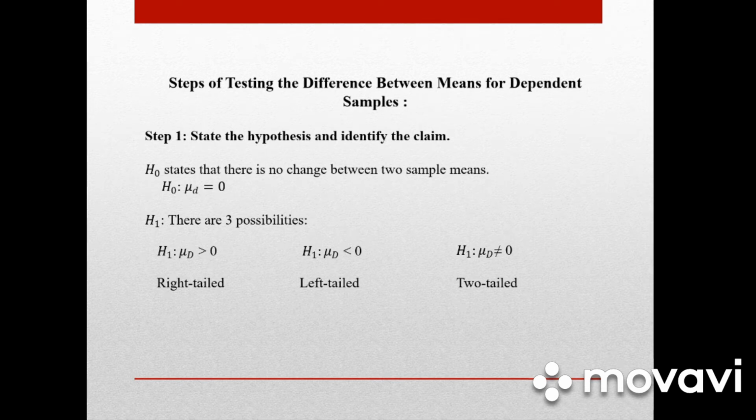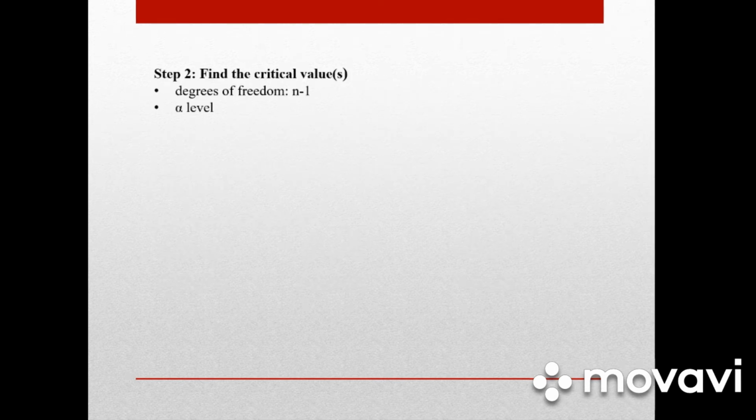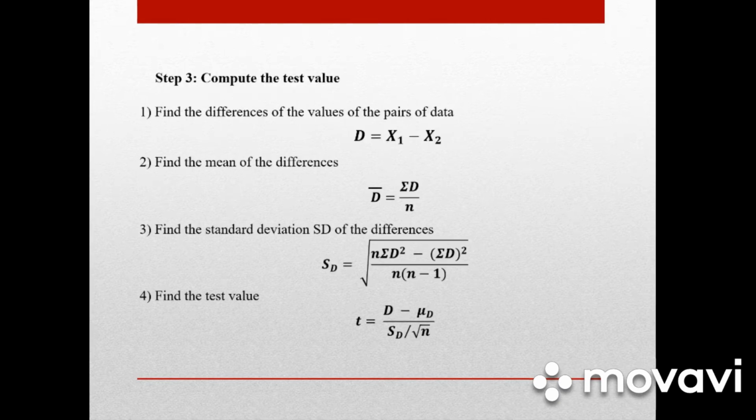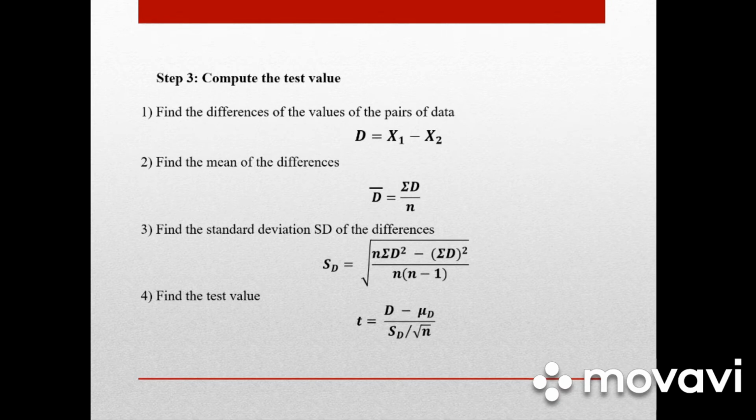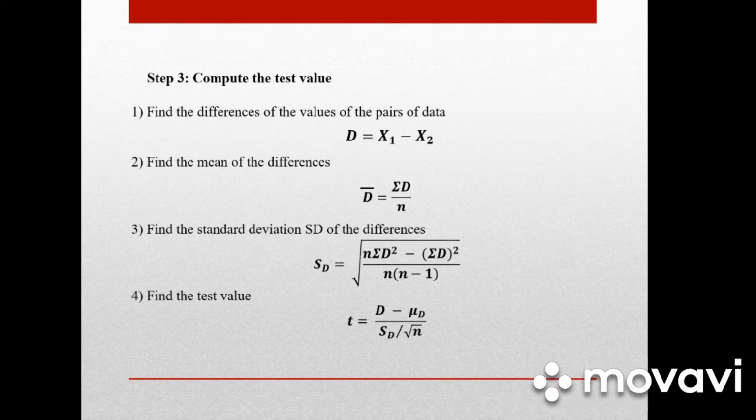In the second step, we will find the critical value using degrees of freedom, which is equal to n-1, and a significance level. The next one is computing the test value using formulas. First of all, we should find the differences of the values of the pairs of data. The next step is to calculate the sample mean of the differences. Since we use d for differences, we will use d bar for the difference mean. As we know, we will add all n differences and divide by n. Then we need to find the standard deviation of the sample for differences by this formula. Finally, we will calculate the test value.